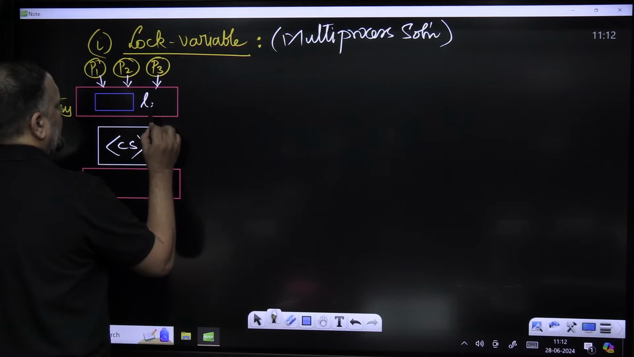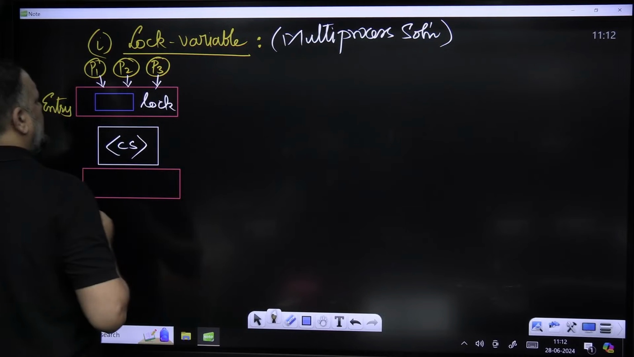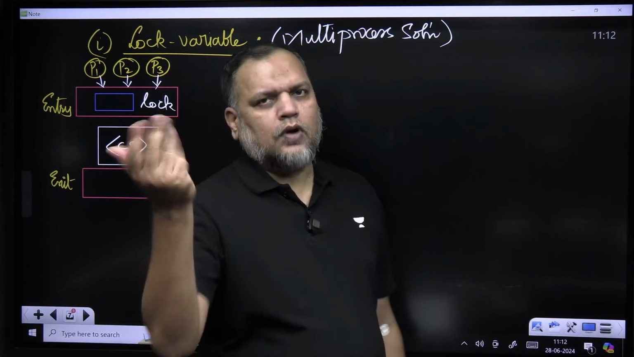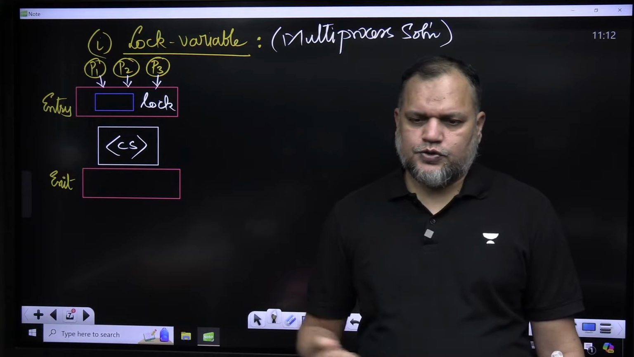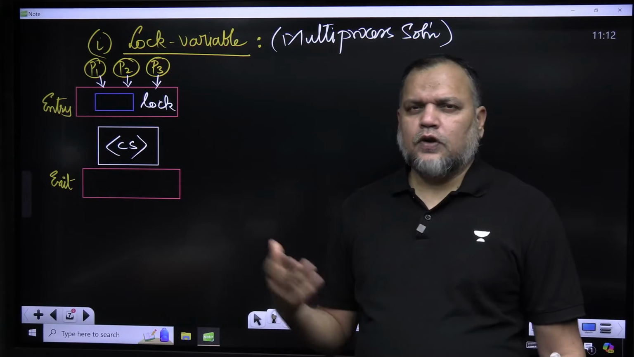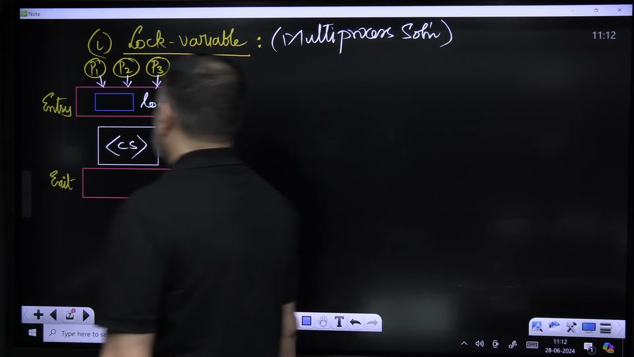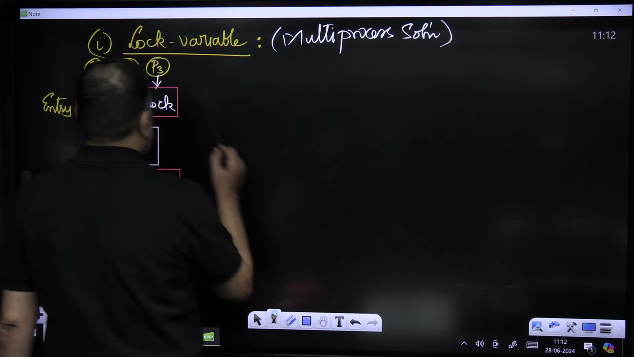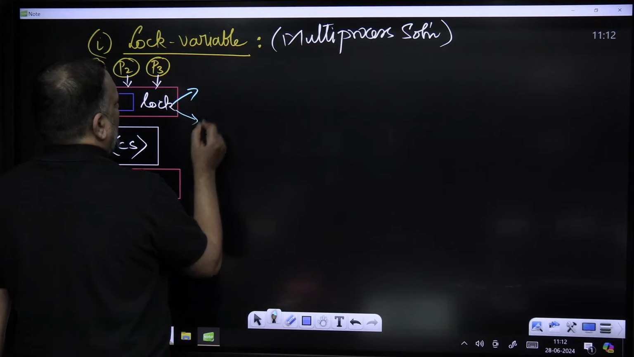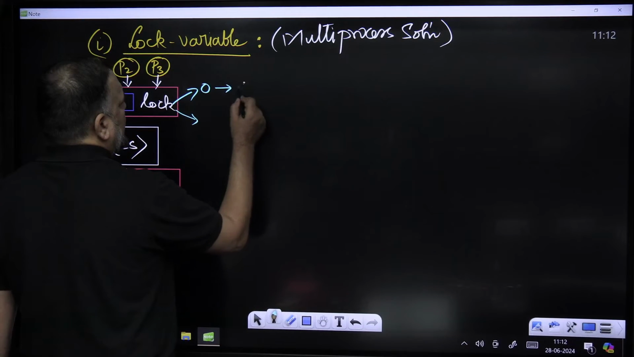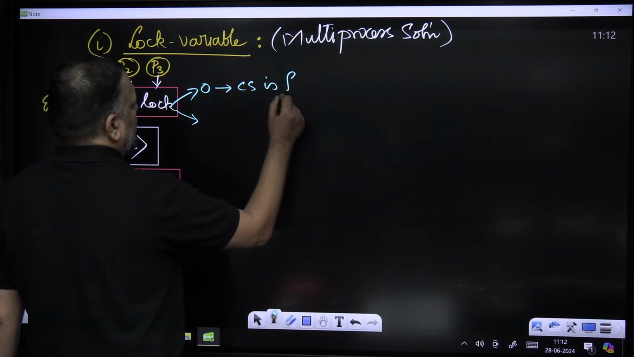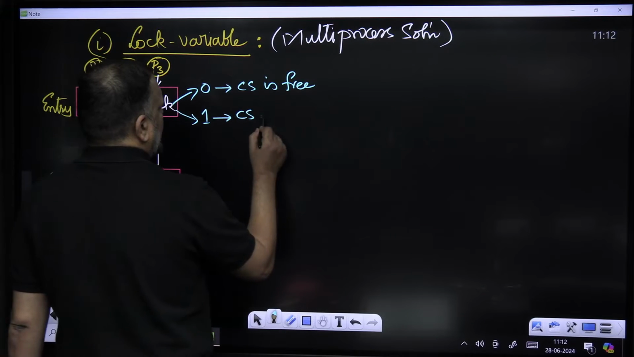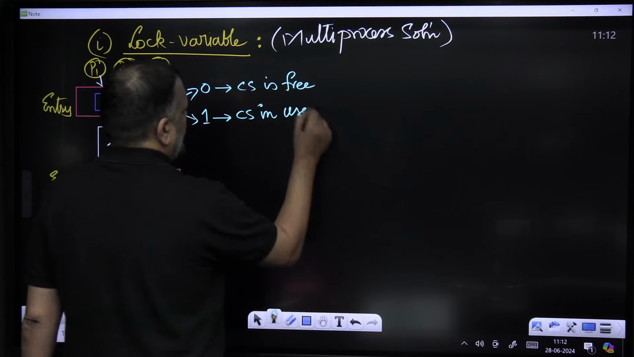This variable by name lock is a Boolean variable, or you can say a binary variable, which can take only two values, 0 or 1, true or false. 0 is false, 1 is true. So lock, boys and girls, can take two values, either 0 or 1. What is the implication of lock being 0 and lock being 1? Let us write here. If the value of lock is 0, it means the critical section is free, nobody is there in the critical section. And if the value of lock is 1, it means the critical section is in use.